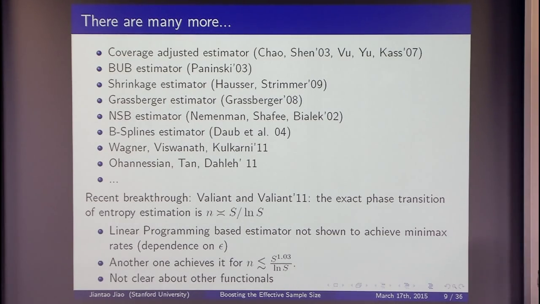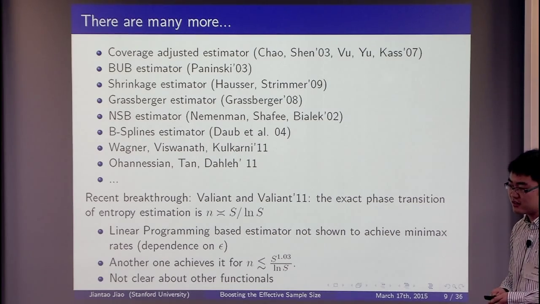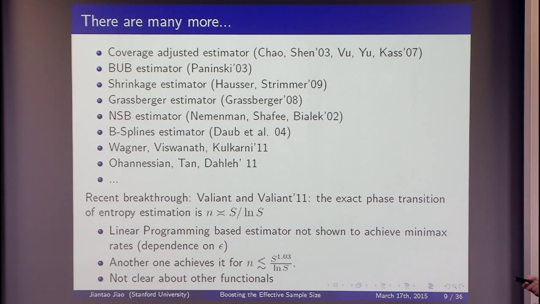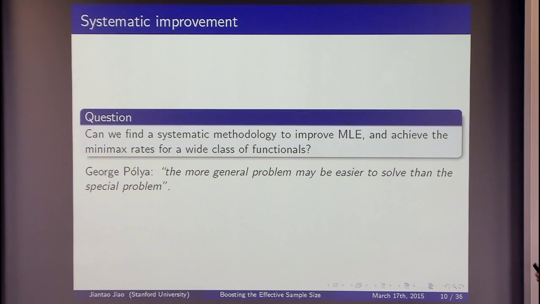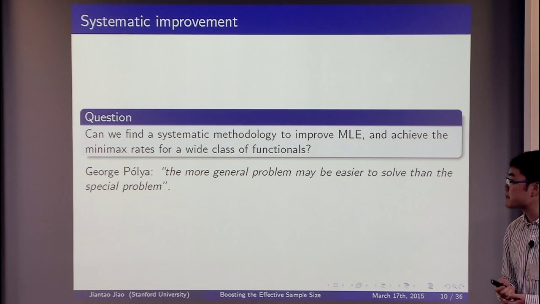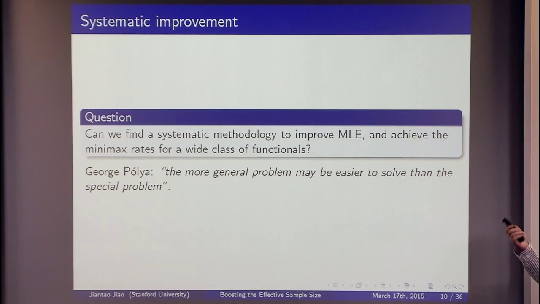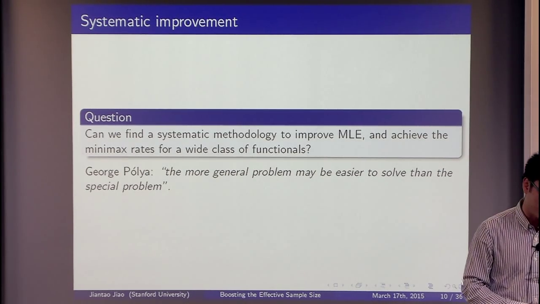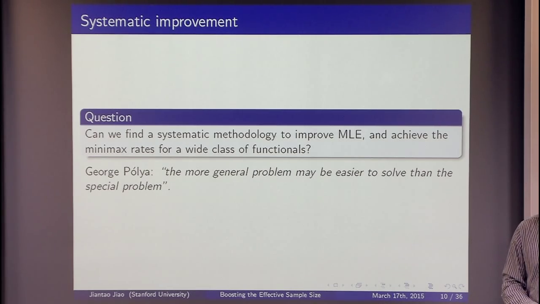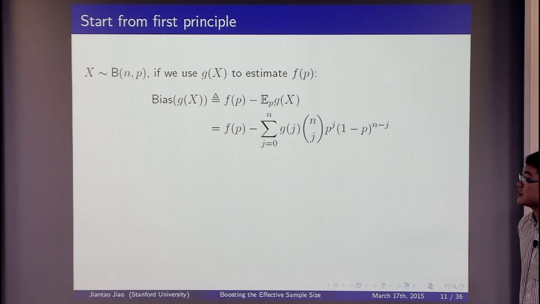And also, it's not clear how their approach can achieve minimax rates for other functionals, such as the F alpha we consider, because we also think, as a general mathematical theory, we should be able to deal with a very large class of functionals. So we ask a very ambitious question. We would like to find a systematic methodology to improve MLE, achieving minimax rates for a very wide class of functions, and we think it might actually be easier than dealing with only a single function. We have to say this problem is still widely open, but later we're going to discuss what we have done.